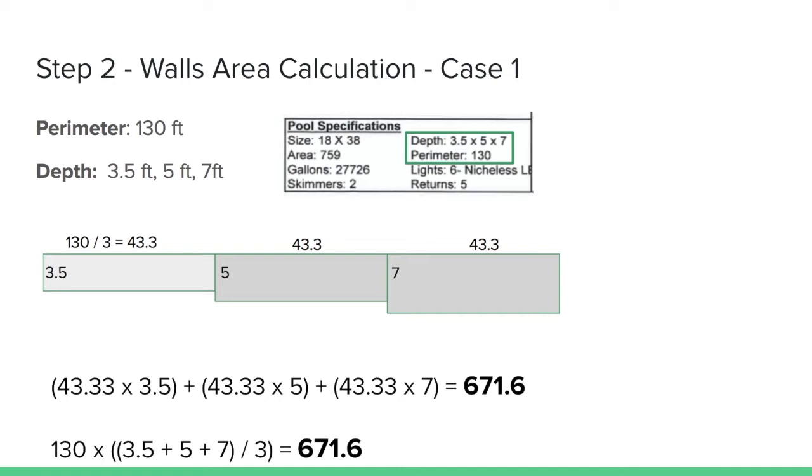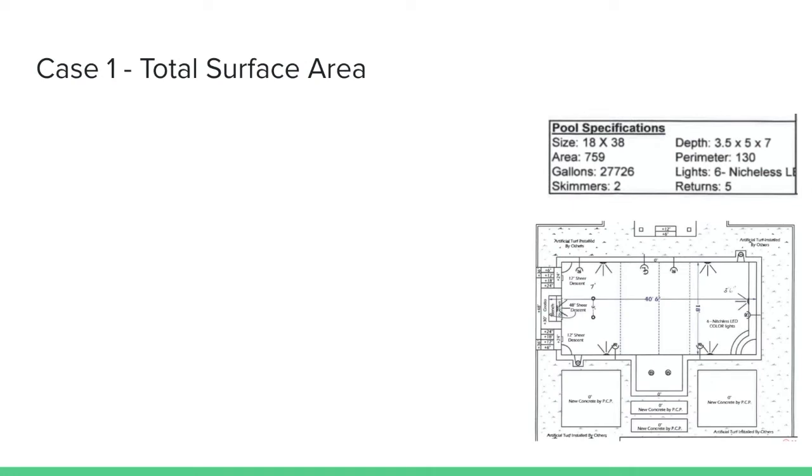Now, the equivalent calculation is this. You can also say 130, the perimeter of the pool, times the average depth. If you have 3 depths, you divide by 3. So 3.5 plus 5 plus 7 divided by 3. You take that calculation and it gives you the same number. So from here on out, we're going to use this calculation to determine the area of the walls. That's how we calculate the area of the walls.